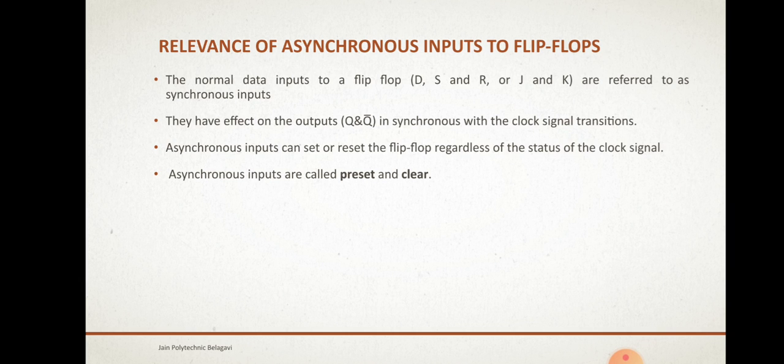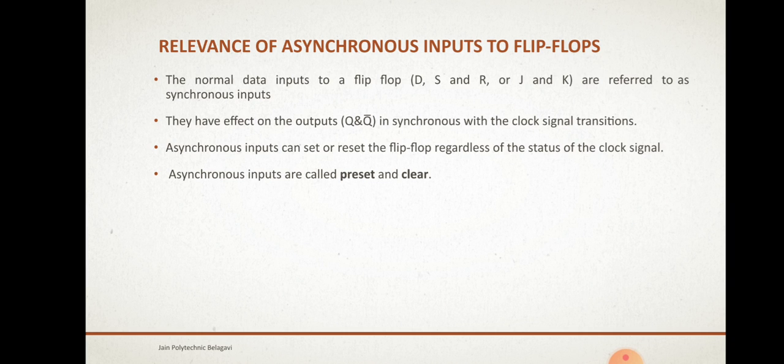The normal data inputs to the flip flop, D, S and R, or J and K, are referred to as synchronous inputs. They have an effect on the outputs, that is Q and Q bar, in synchronization with the clock signal transitions. Asynchronous inputs can set or reset the flip flop regardless of the status of the clock signal. There is no clock signal provided. In synchronous we provide the clock; in asynchronous there are no clock pulses.